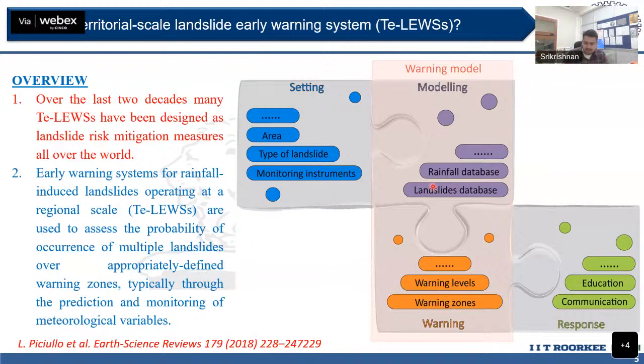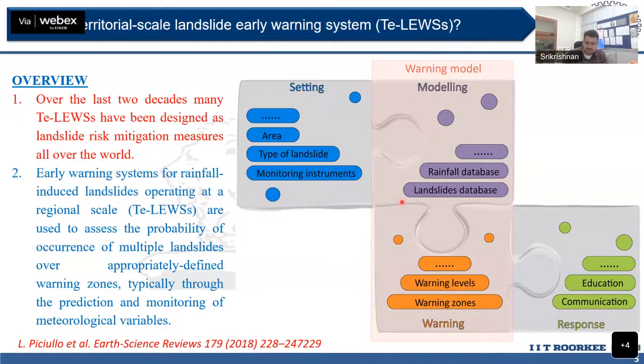The figure here shows the setup of a territorial scale landslide early warning system, which is common to any kind of system. So first is setting the area, because a landslide early warning system should work over an area. And also, not all landslide early warning systems will work for all types of landslide. If we look at the WARNS classification of landslide, the landslide mechanisms are different, even in case the trigger is the same, the rainfall.